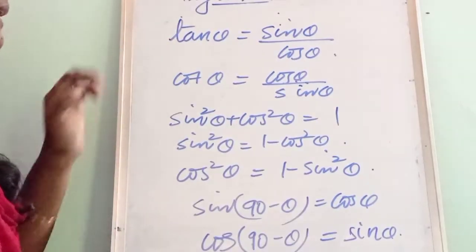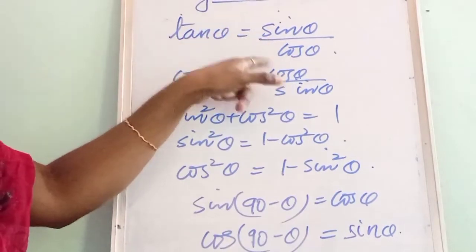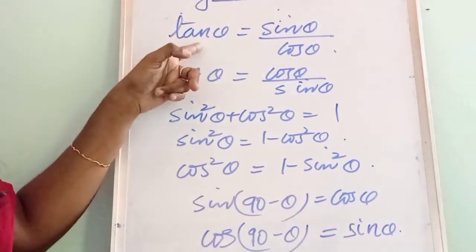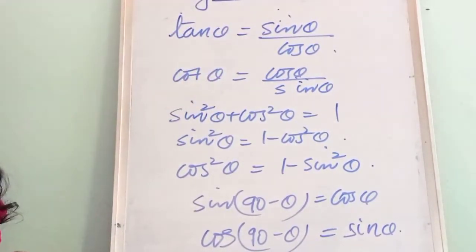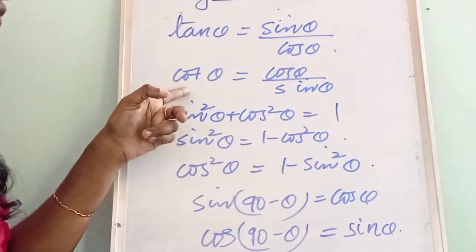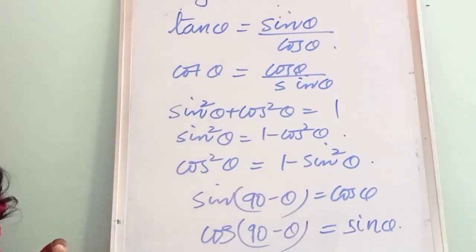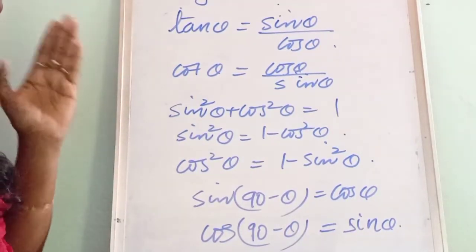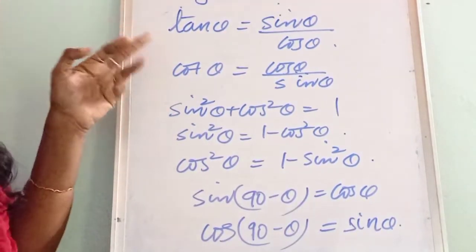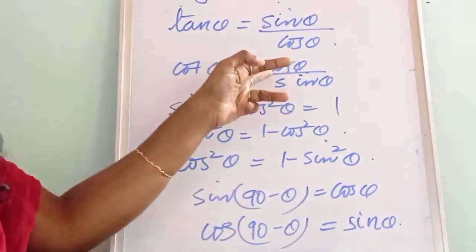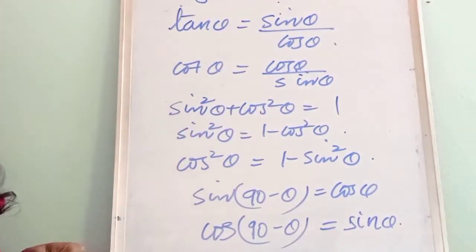Next, we can represent tan theta as sin theta divided by cos theta. Next, cot theta is equal to cos theta divided by sin theta. So tan theta is equal to sin theta by cos theta, and cot theta is equal to cos theta divided by sin theta.